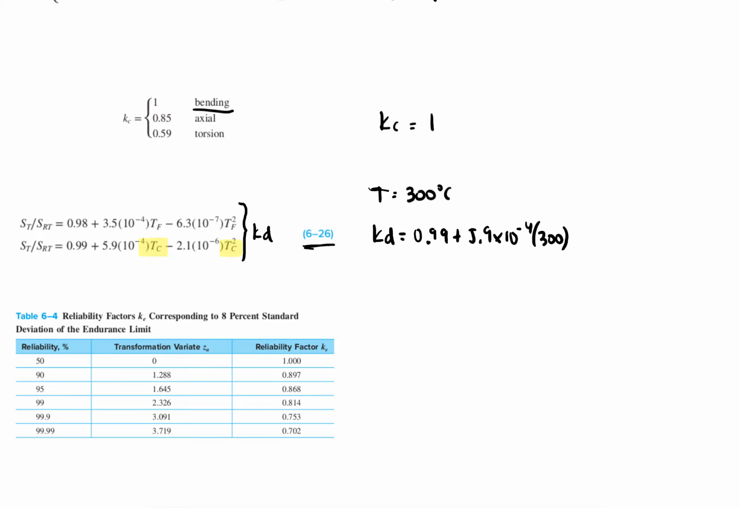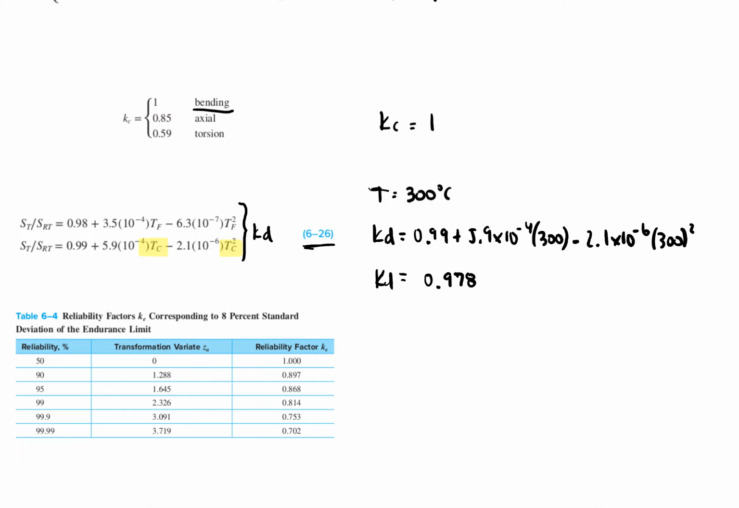Okay, and then I'm going to use it on the other side too. Minus 2.1 times 10 to the minus 6 times 300 squared. Okay, I do that calculation, and then my KD is equal to 0.978.